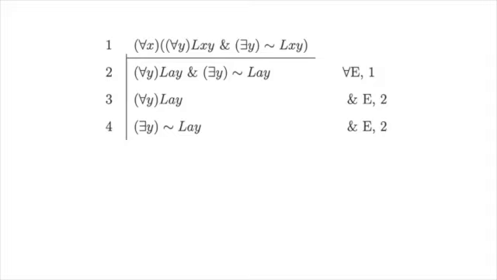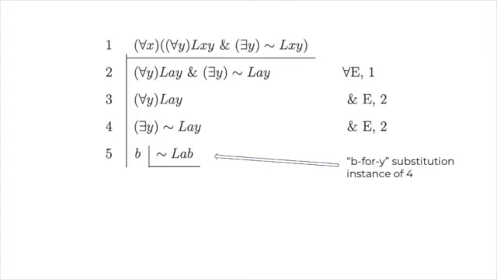I have good news for all novelty seekers out there. We can't use A because it's already in use. So we're going to pick B as a name. And our assumption is the B for Y substitution instance of the existential in 4, which is not LAB. This is our assumption for existential exploitation.